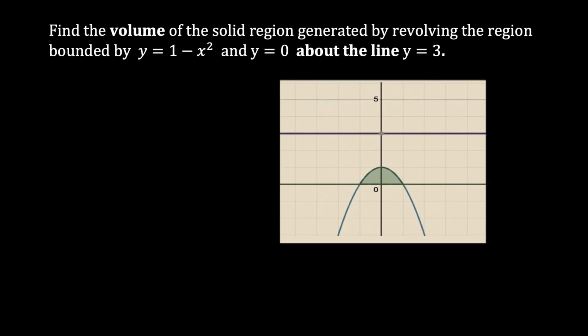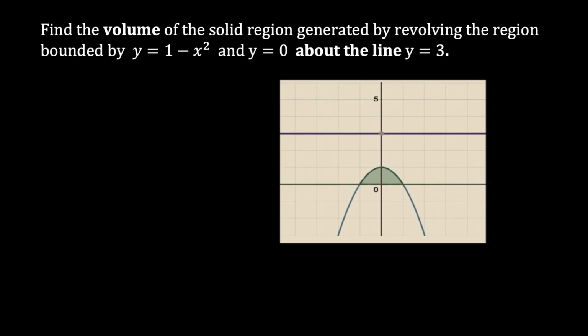Look at this question. They are asking you to find the volume of the solid region generated by revolving the region bounded by y equal 1 minus x squared and y equal to 0 about the line y equal to 3. Now, if we look at the curve now, this curve represents y equal to 1 minus x squared. This line, which is the x-axis, representing y equal to 0. And the line y equal to 3 is in blue here.